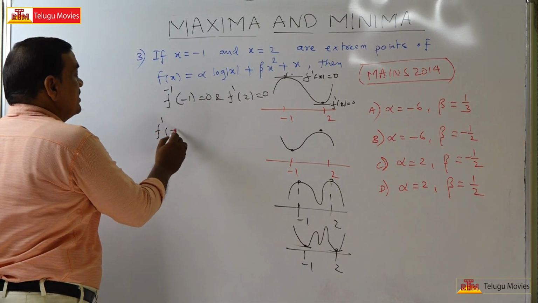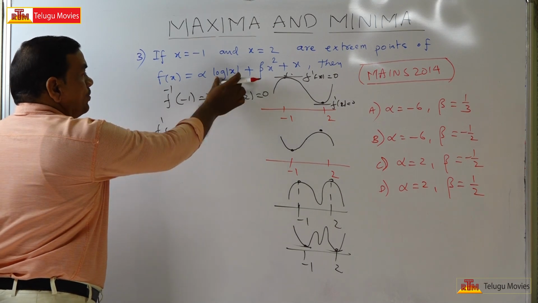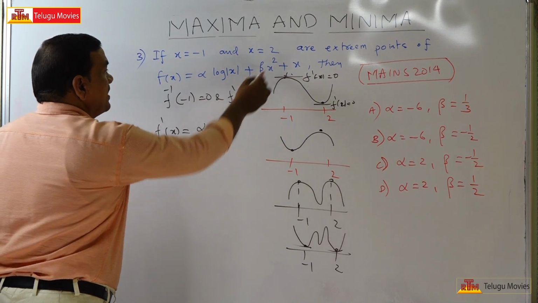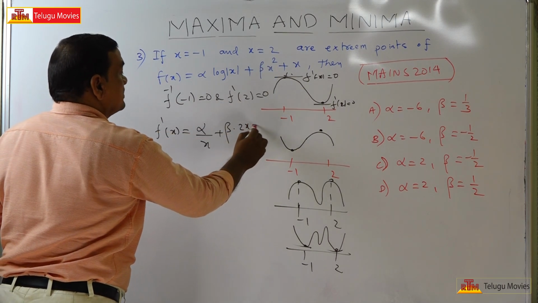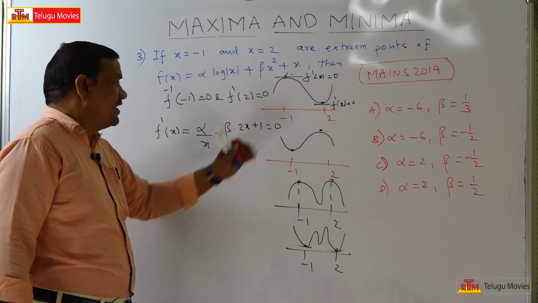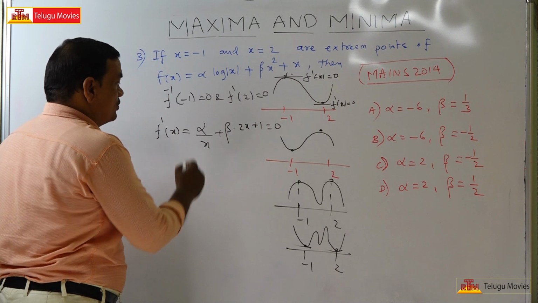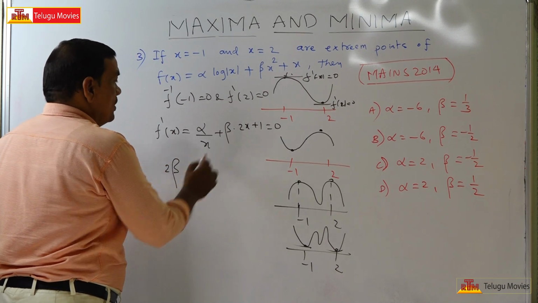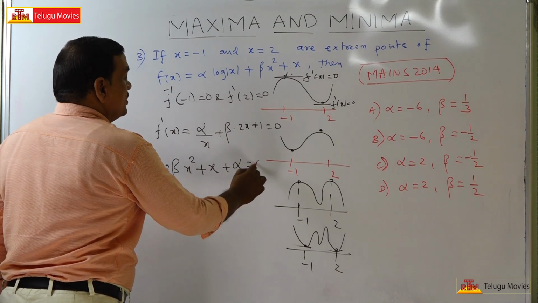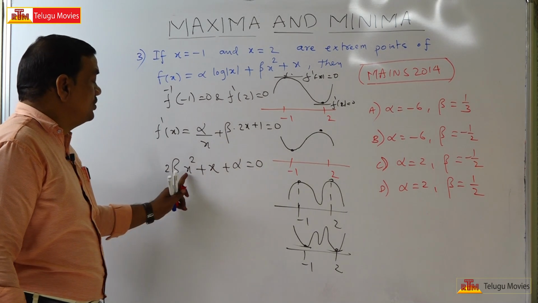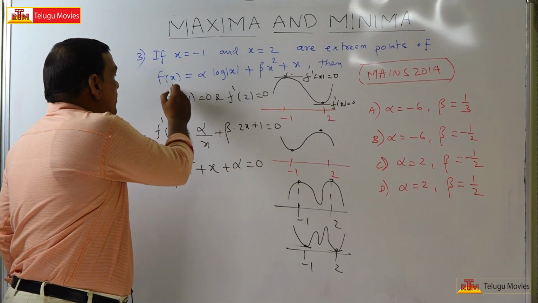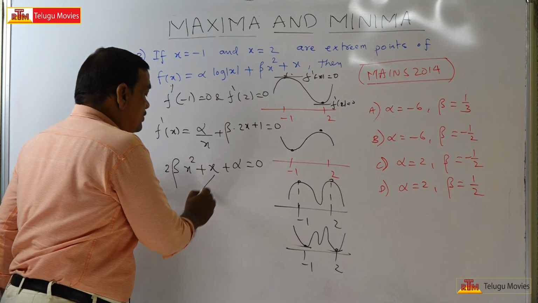So, this is f dash of x is equal to alpha into the derivative of log of x, 1 by x, plus beta by... so this is 2x plus 1, is equal to 0. Understand this? If you take cross multiplication, this is equal to 2 beta x square plus x plus alpha is equal to 0. Now, this is a quadratic equation. Actually, f dash of minus 1 and f dash of 2 means it has two roots.